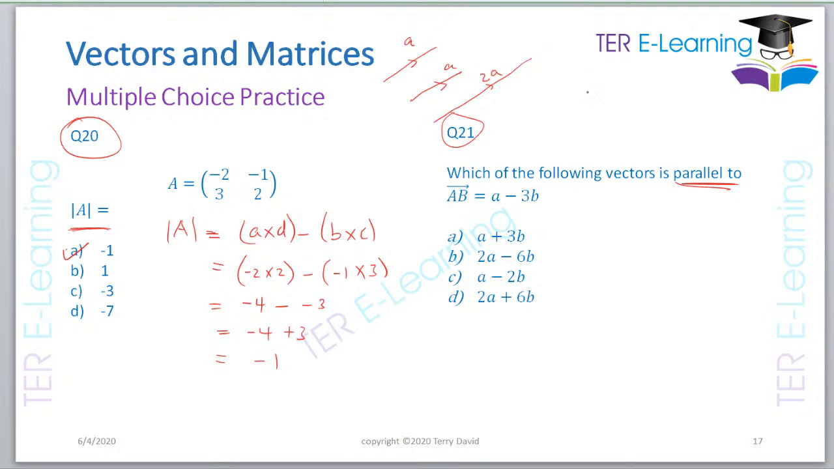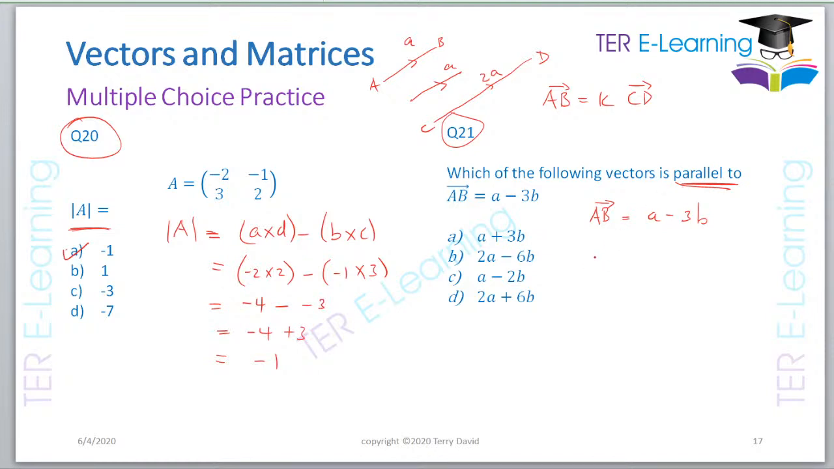Now, let's say this was AB, and let's say this vector was CD. Vectors that are parallel look like this: AB is equal to K times the other vector. So when vectors are parallel, one vector is a multiple of the other vector. In this question, I've given you the vector AB, which is equal to A minus 3B. If you want a vector that's parallel to this, all you need to do is multiply it by a number.